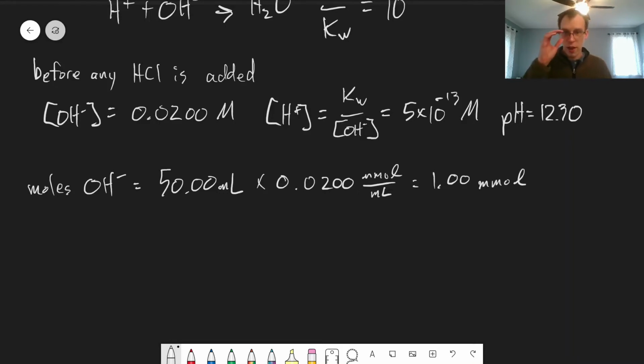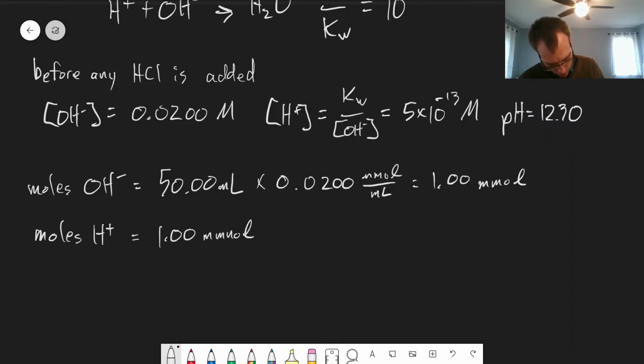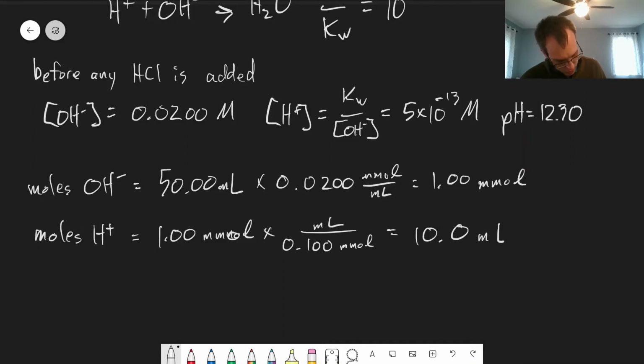And now we need to figure out what volume of the HCl solution is going to be required to match that. So we can take our moles of H plus, which is going to be equal to 1 millimole, and divide it by our concentration, 0.1 millimoles per milliliter, and that'll give us that our equivalence point will be at 10 milliliters.